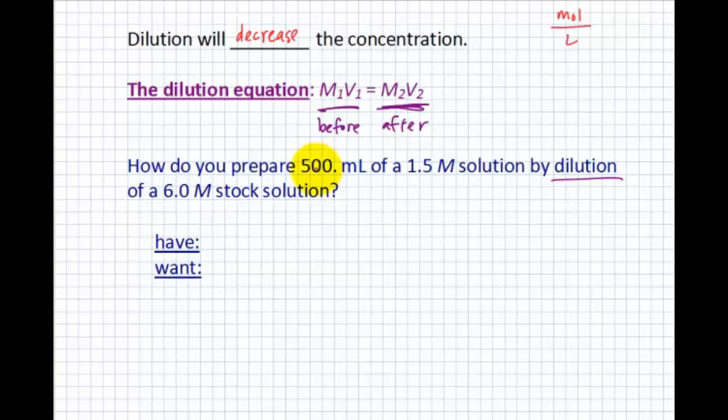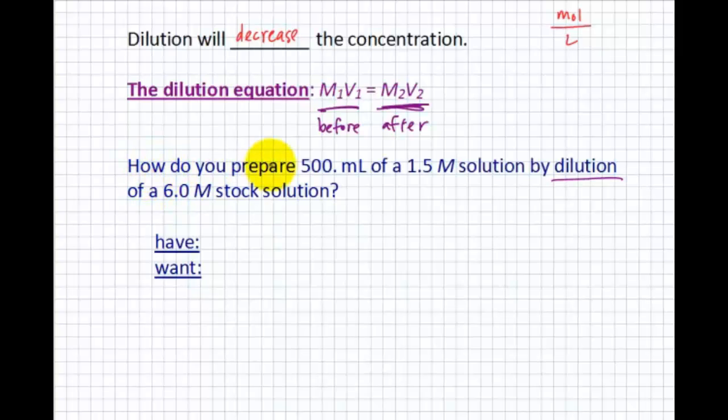How do you prepare 500 milliliters of a 1.5 molar solution by dilution of a 6.0 molar stock solution? Sometimes it's helpful to organize your information into what it is that you already have and what it is that you want to be making. So look at the question, read it until you can make sense out of what's actually being asked there. You may need to read it a couple of times. As you become more familiar with this process, you'll be able to recognize the language that's used in order to tell what's happening here. But let's read our question again.